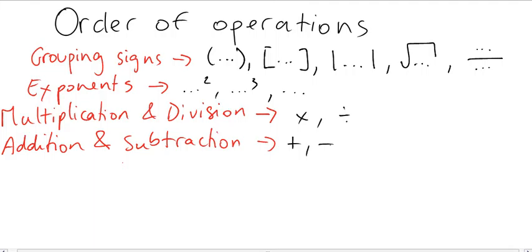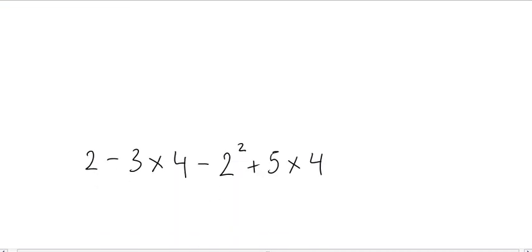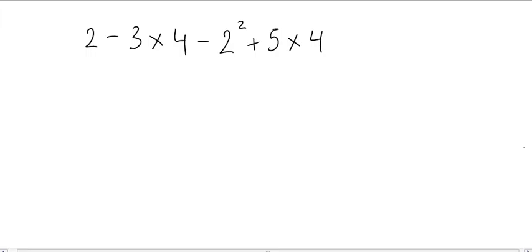Okay, so let's do a couple of exercises, and let's put into use this whole complicated business here. So, we have 2 minus 3 times 4 minus 2 squared plus 5 times 4. Now let's go down our little list. Do we have any brackets or grouping signs? We don't have any of those. Do we have any exponents? We do. 2 squared. Here it is.